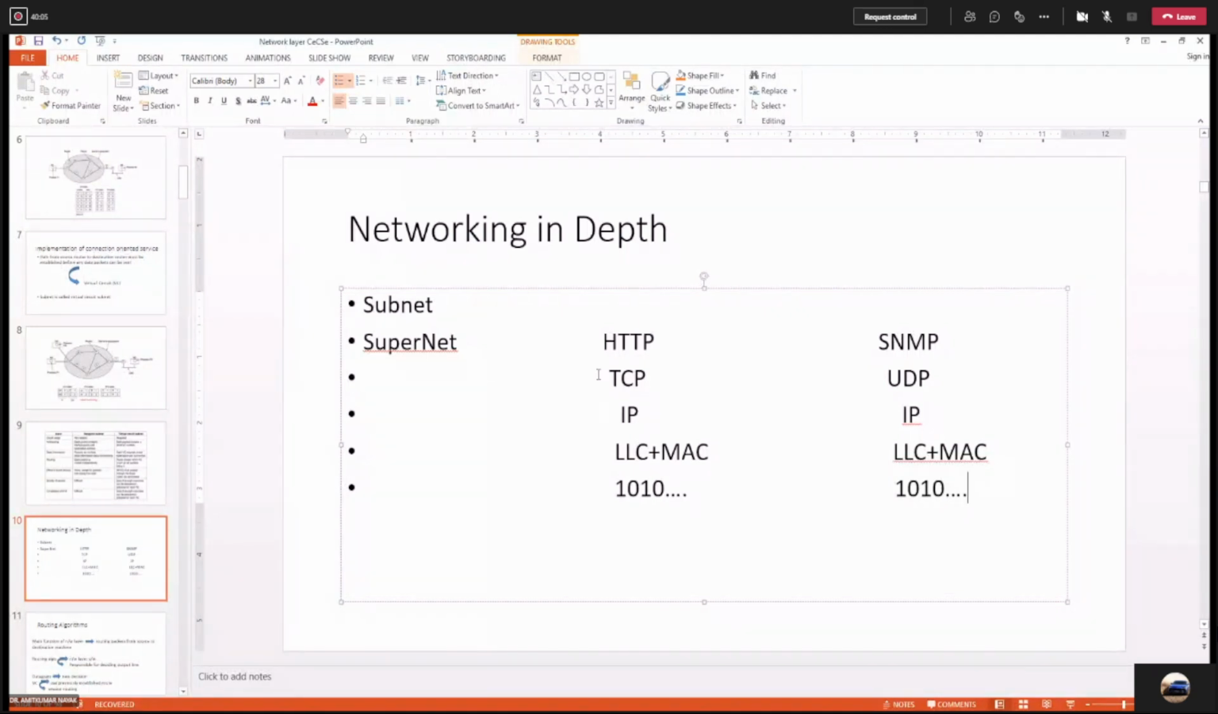Can you tell me what is connection-oriented communication and what is connection-less communication? If you type google.com in the web browser, it requires the HTTP protocol. Your web browser will append HTTP as a prefix, then ://www.google.com. So at the application layer you are using HTTP protocol. HTTP protocol always uses TCP at the transport layer, then IP, then LLC plus MAC, and then binary.